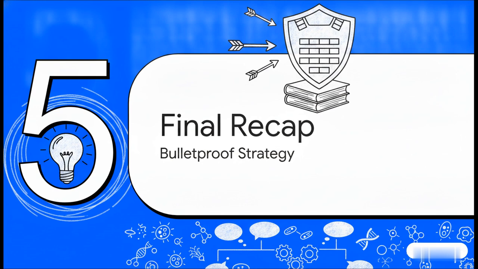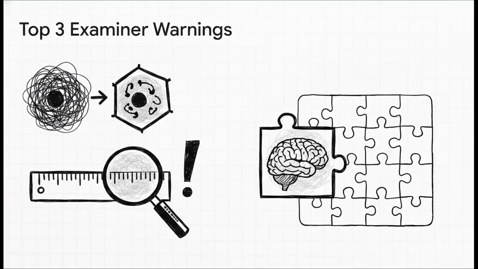Section 5. Final recap and strategy. As we wrap up this explainer, let's consolidate everything into a basically bulletproof strategy for your next paper. If you only take away one thing today, let it be these top 3 examiner warnings, pulled straight from the principal reports. Number 1, vague descriptions will sink your grade. Always use syllabus-specific terminology like 70S ribosomes and tonoplast. Number 2, the missing units penalty is very real. Always check your scale and convert millimeters to micrometers when it's required.